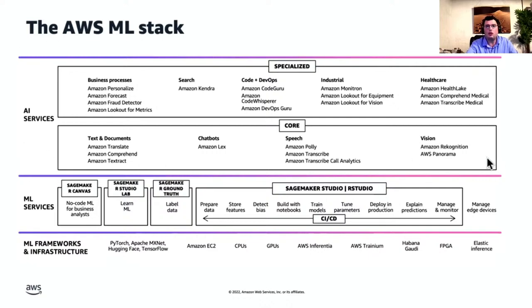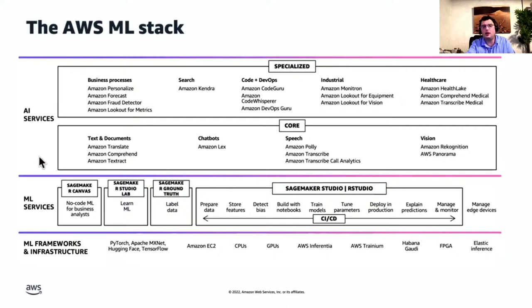The top layer are AI services. These are pre-trained models that are hosted by AWS and can be leveraged via a simple API call. The key advantage of these services is that they allow you to quickly and easily use machine learning models without having to build them yourself.